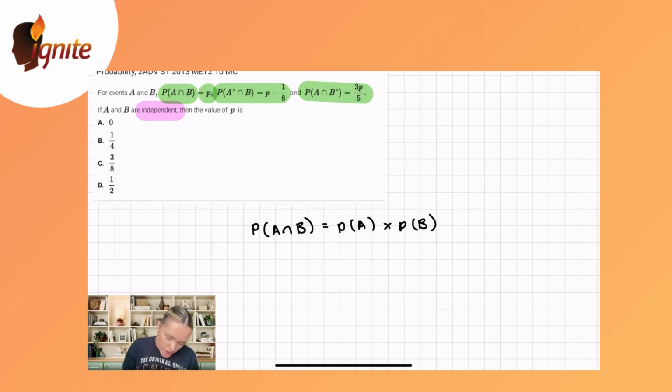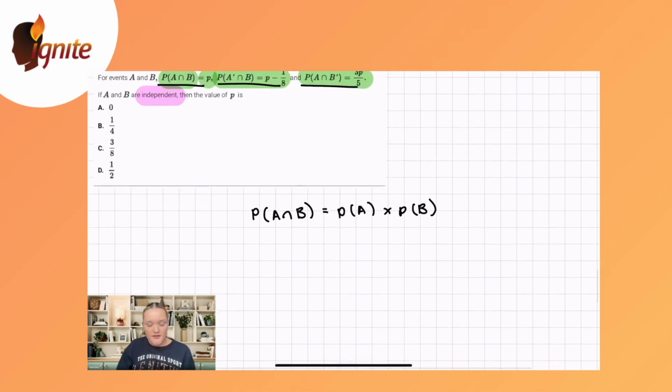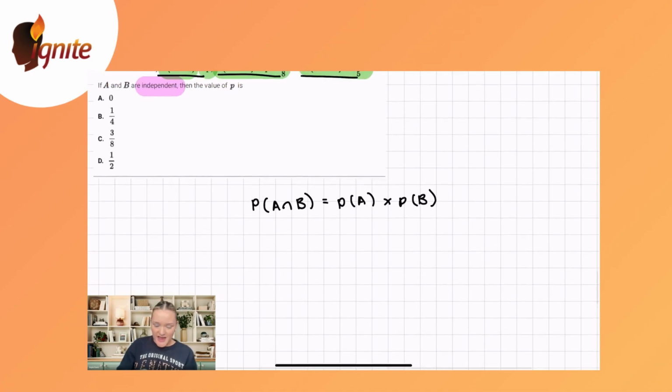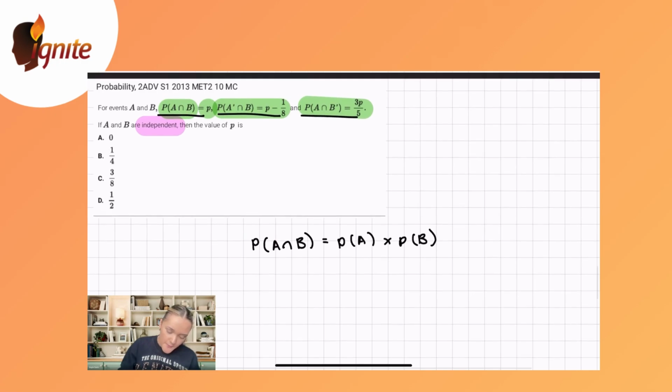Now, we're also told that the probability of A and B is actually going to be P. We know that A complement and B is equal to P minus 1 on 8, and A intersection B complement is 3P on 5. So these notations look a little bit complex when we haven't really had much time to look at them. But what we'll do now is split this up and illustrate it in a Venn diagram.